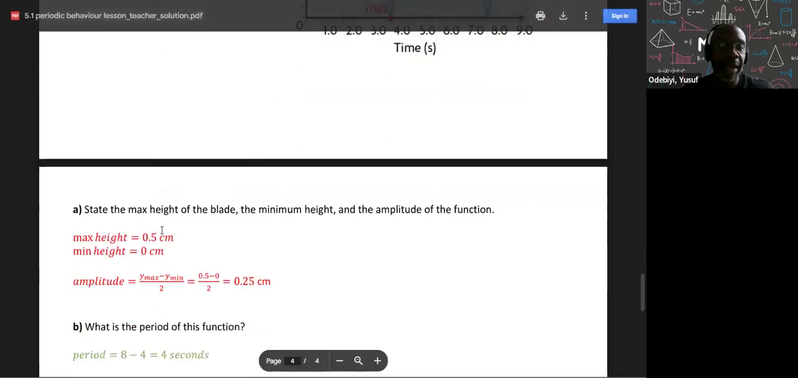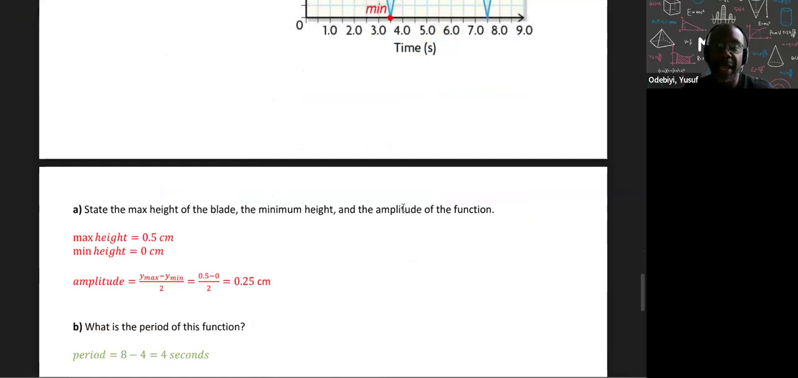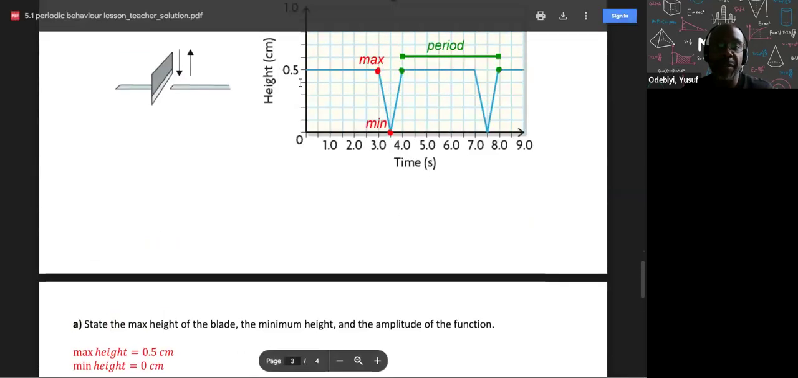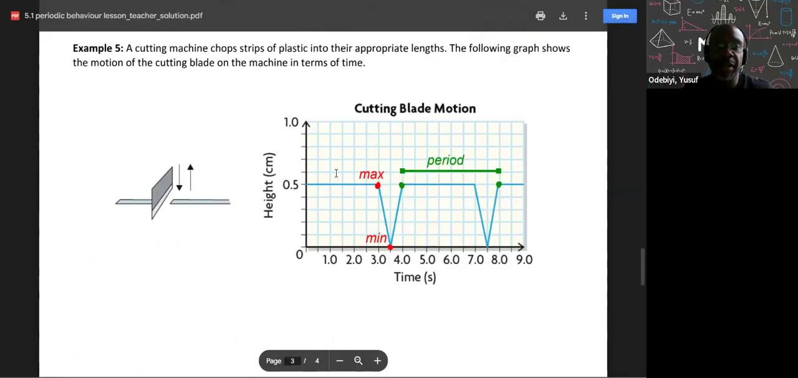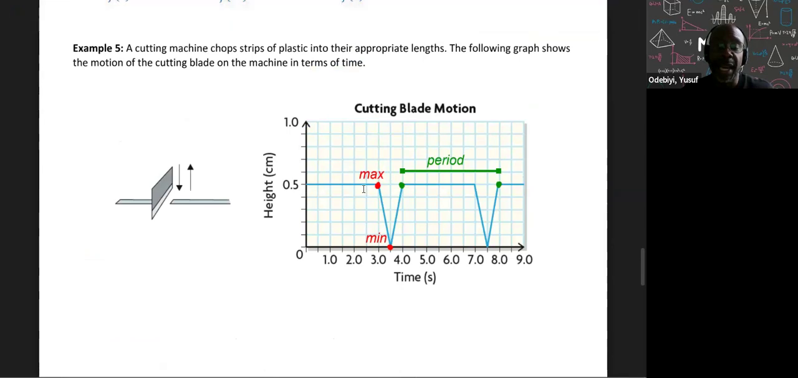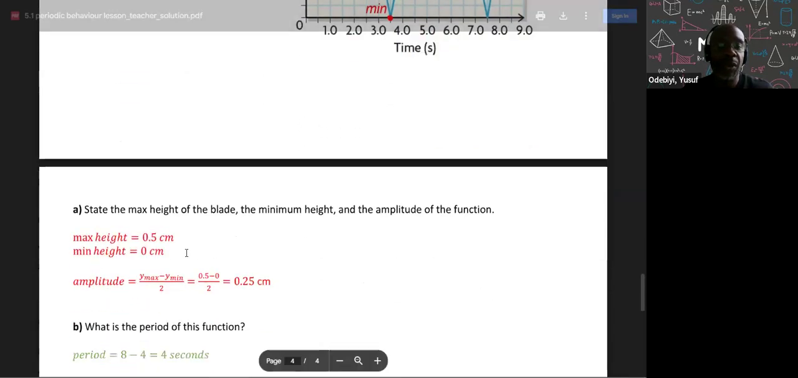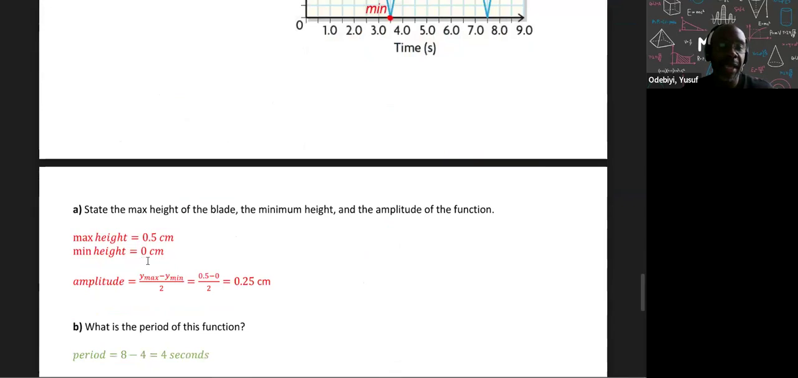So it says here, and now the first question: state the height of the blade, the min height, and the amplitude. Okay, the height of the blade looks like it's 0.5 off the ground or off the table. That's the max height. The min is 0 when it hits the table. So our amplitude would be the max height minus the min height, which is 0, divided by 2. So our amplitude is 0.25.